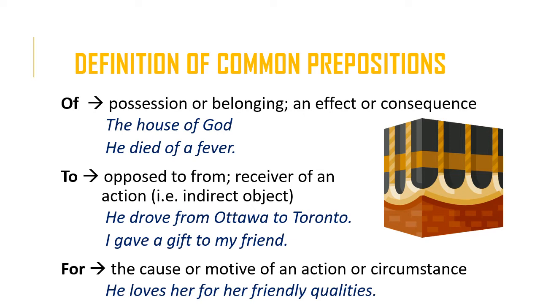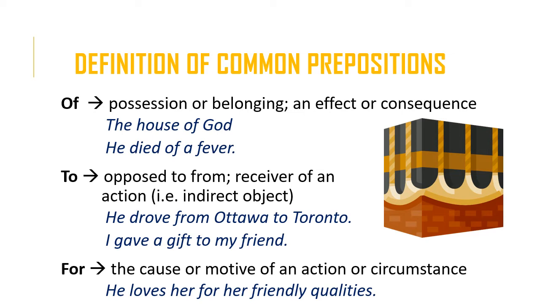All right, let's look at the definition of some common prepositions. So of, we use of to indicate possession or belonging, an effect or consequence. The house of God. He died of a fever. So in the first example, we're saying that this house belongs to God. And in the second example, we're saying that the consequence of his fever was that he died.